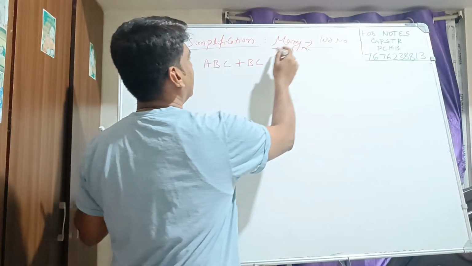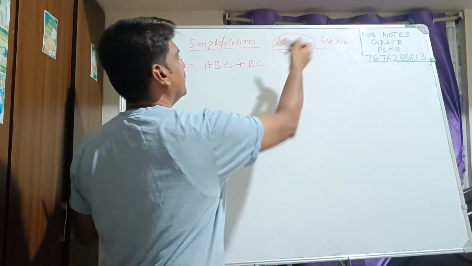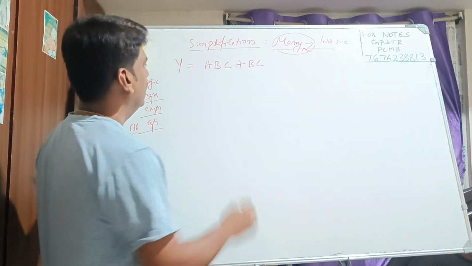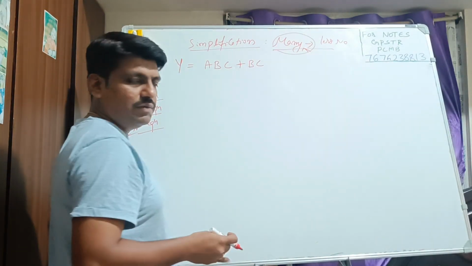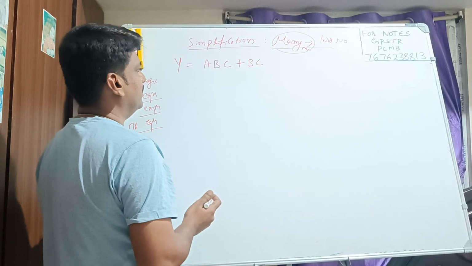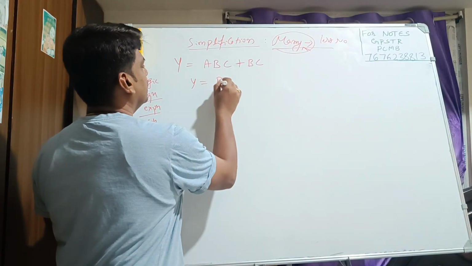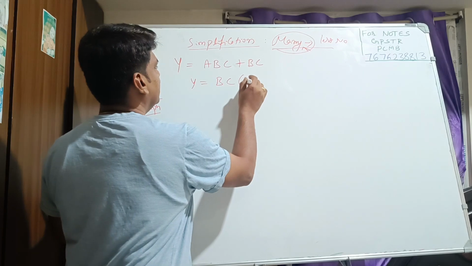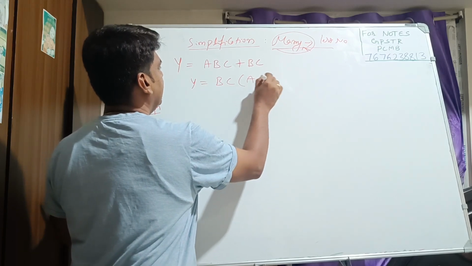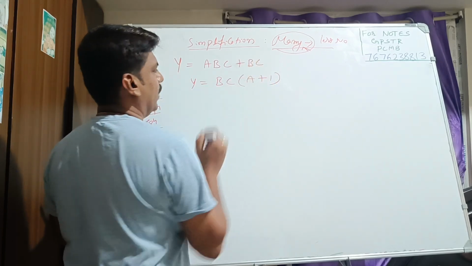What is the meaning of simplification? Converting many variables to fewer variables. So for that we should use the laws we covered in the previous section. Now what you should do is take the common term. BC is common. If I take BC common, what do you end up with? A plus 1, right?